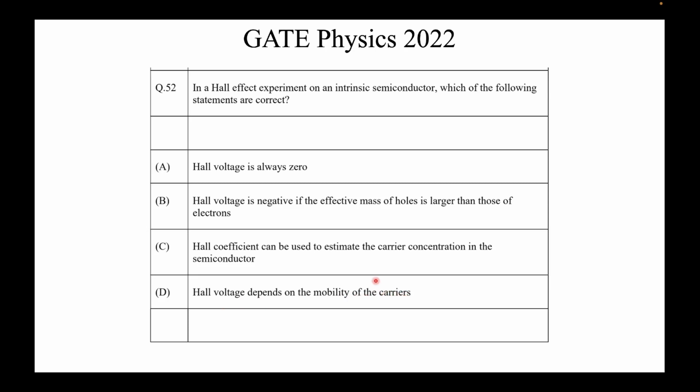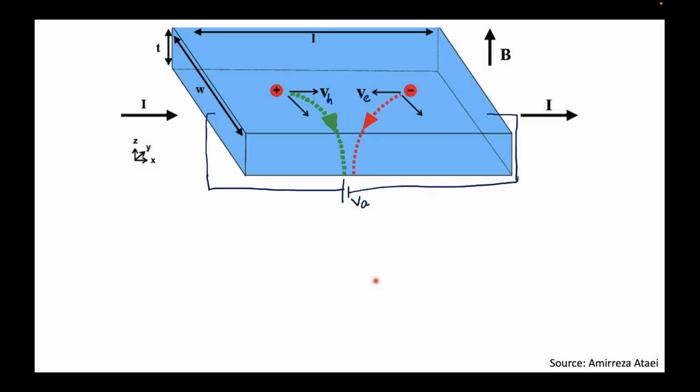Now let's go ahead and start solving this problem and have a look at how a typical Hall experiment setup looks. So this is a semiconductor bar which is intrinsic. What do we mean by intrinsic? We mean that the concentration of electrons is equal to the concentration of holes, which is equal to the intrinsic concentration Ni. This expression is valid for intrinsic semiconductors.